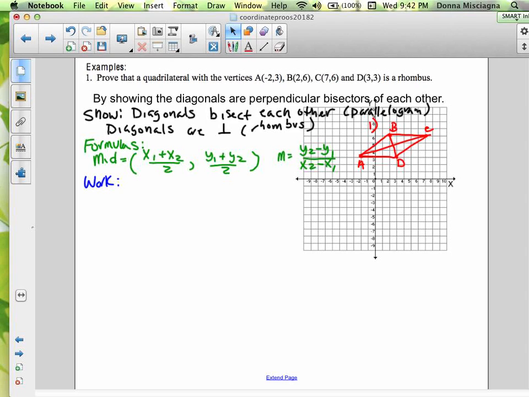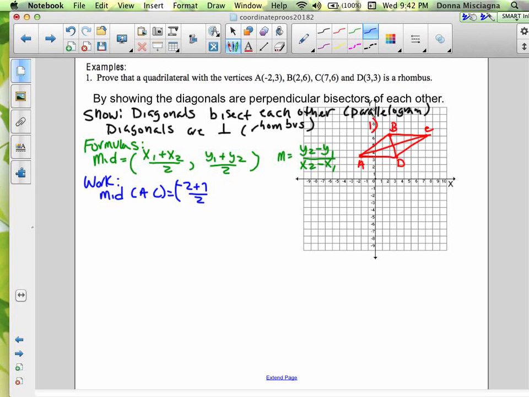All right, so now the work. First we'll find the midpoints of the two diagonals, and then we'll find the slopes of the two diagonals. All right, so the midpoint of AC, we add the x-coordinates, so -2 plus 7 divided by 2, and then we add the y. So 3 plus 6 divided by 2. -2 plus 7, that's going to be 5 halves. And 3 plus 6 is going to be 9 halves.